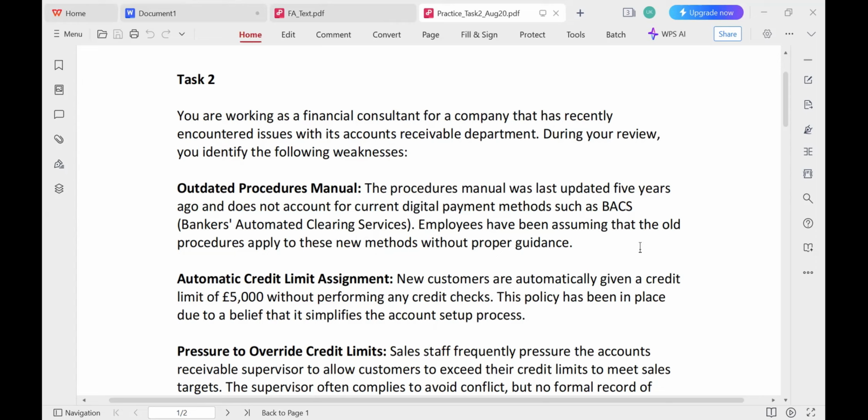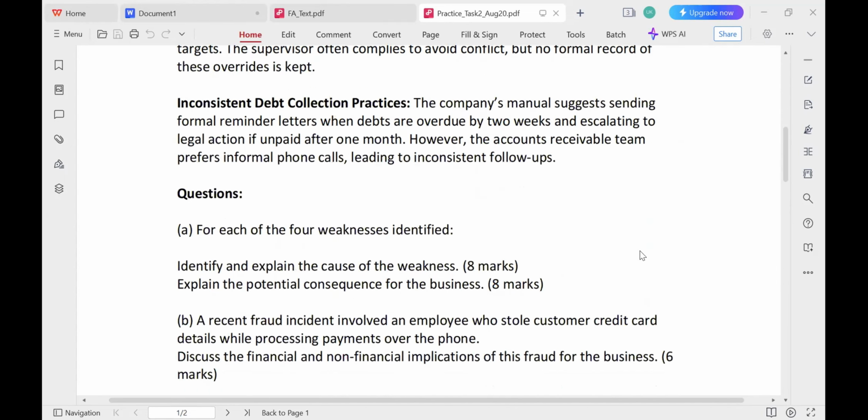So you're working as a financial consultant for a company that has recently encountered issues with its account receivable department. During your review, you identify the following weaknesses. It means that some of the weaknesses in the question are already given. Let's have a look at the requirement first.